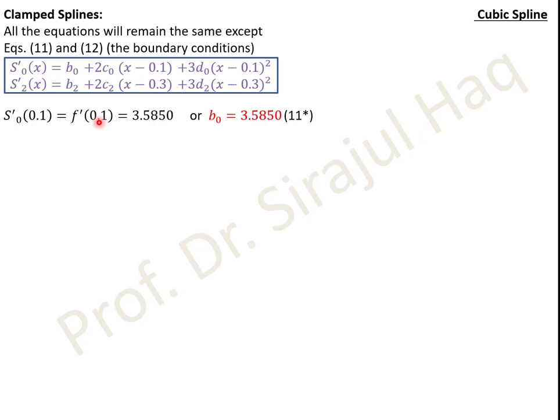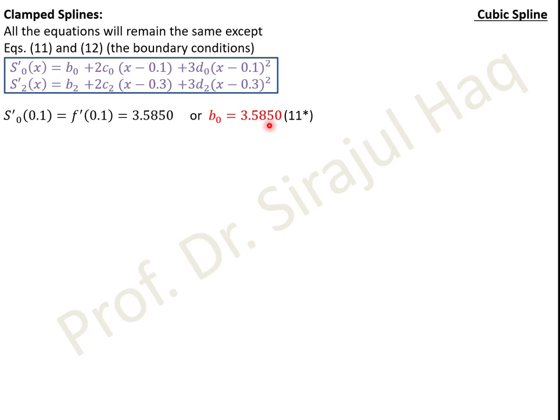If that is the case, replace x by 0.1, so you can see that this portion will become 0. And you will be getting B0. B0 is equal to f prime at 0.1. Remember, this quantity is given to us, and that is the value of f prime of 0.1.